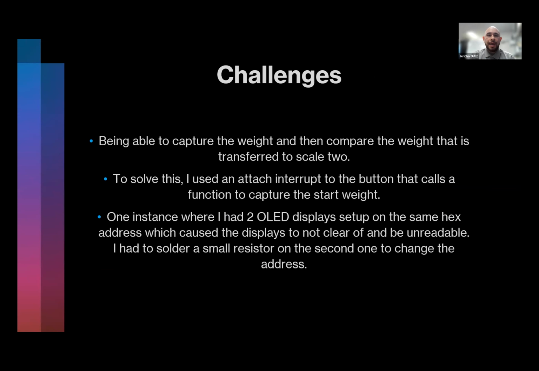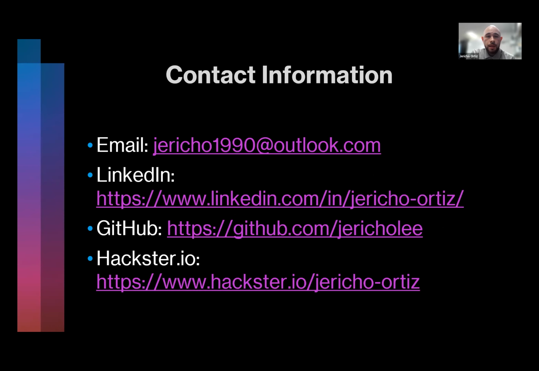Another challenge we had is that whenever I was using the 2 OLED displays, when there's 2 of them, they have the same hex address starting off, which was a little bit of an issue. So I had to solder a little resistor on the back to change the address in order to be able to use both of them. When they were both on the same address, there were some conflicts with it displaying the information correctly. So that was a way that I was able to solve that.